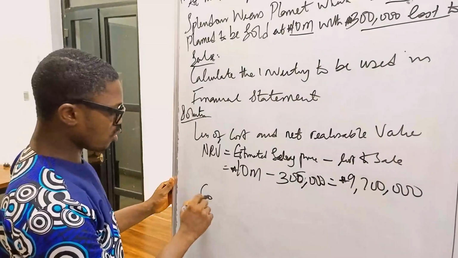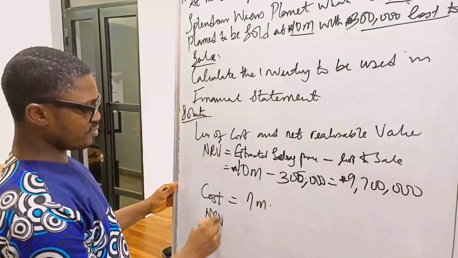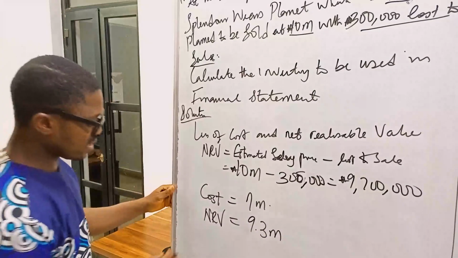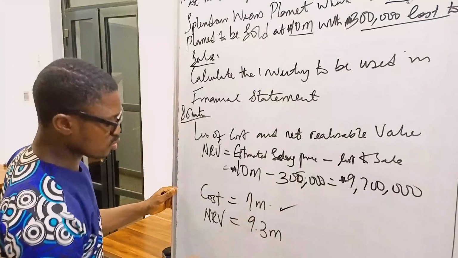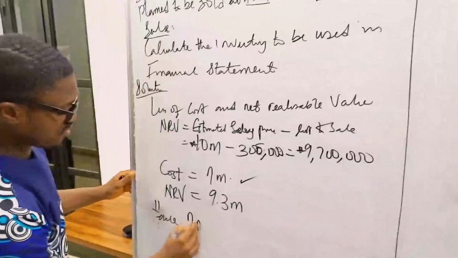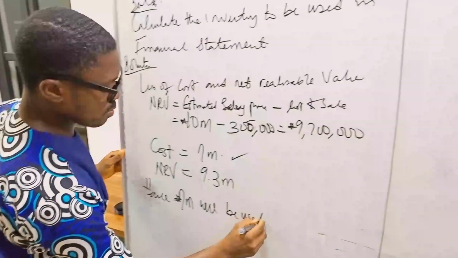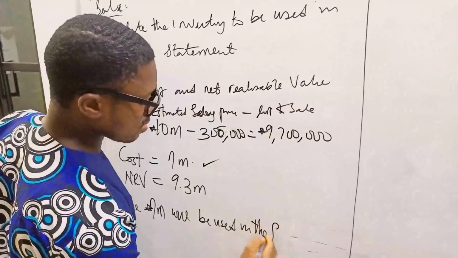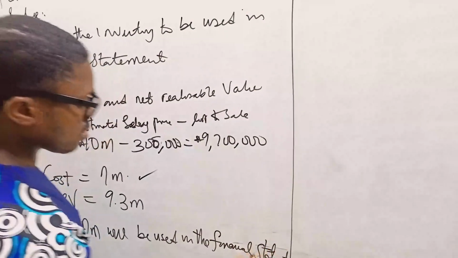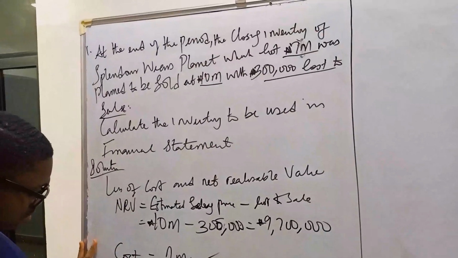Now we have our cost to be equal to 7 million, while we have our NRV to be equal to 9.3 million. Which one is less? The less is the cost. So hence 7 million naira will be used in the financial statement. That's it. Why? Because 7 million naira is less than this.